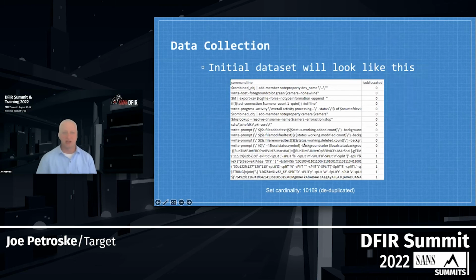So here's the initial data collection. What I did was I just went and collected a bunch of PowerShell commands from across the environment. Once deduplicated, I got roughly 10,000 of these things over the course of a couple of weeks, just to start at small scale. And then I added a column for is obfuscated, 0 or 1. At the end of this data here is a small subset of the intentional obfuscation that I put on the end of this data set so that the model has something it needs to find.